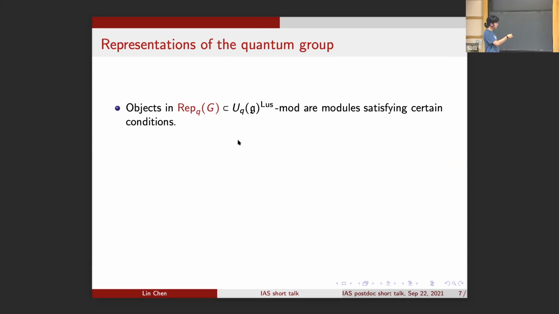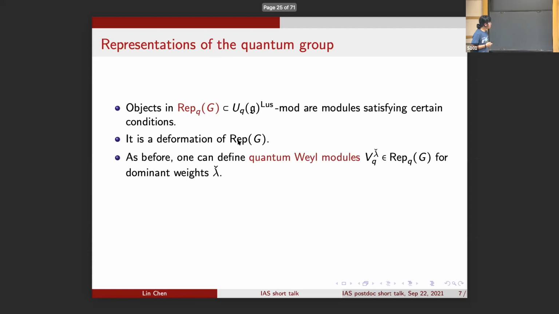So the modules for this algebra, and inside this large category, there's a smaller category called RepQG, the representations of the quantum group. It just contains modules satisfying certain integrability conditions. So this is the desired deformation category of RepG.